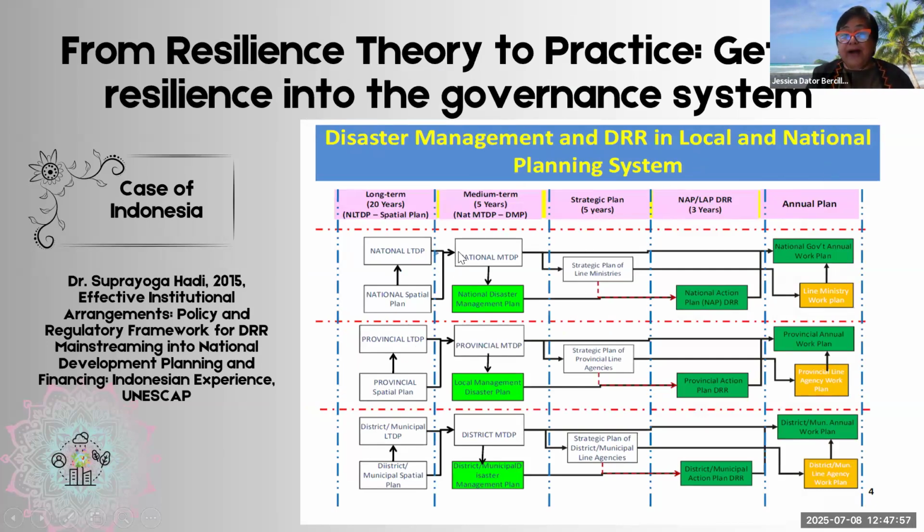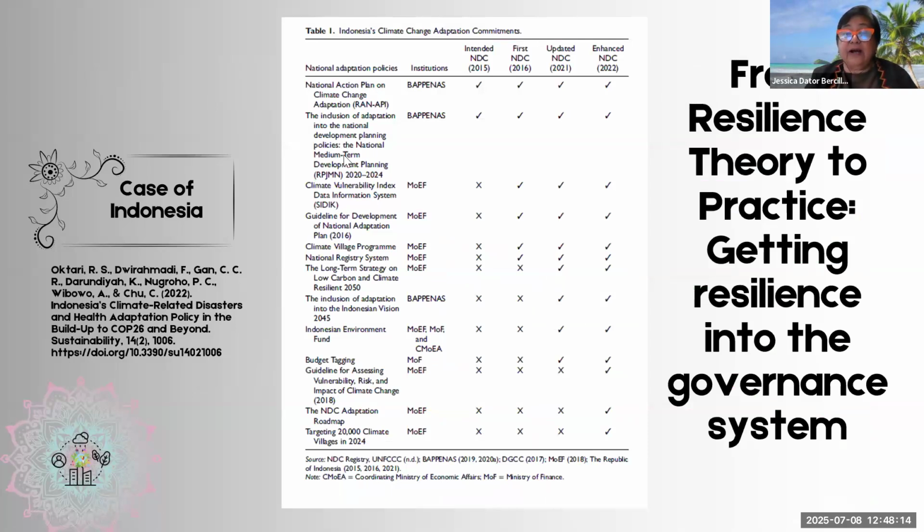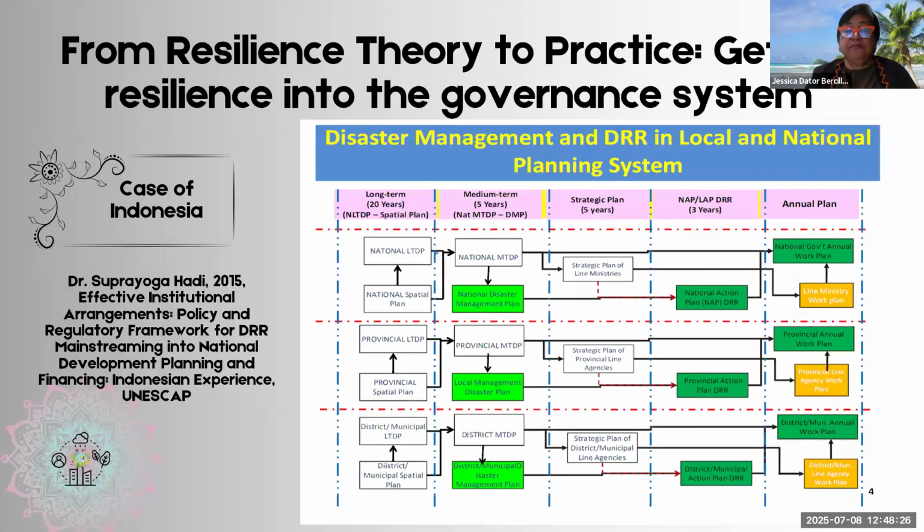And this is a pathway that has already been articulated in their long-term vision, medium-term vision, the strategic plan, the NAP, and the annual plan. You see that this is already an output of the earlier guideline to ensure the inclusion of adaptation into the national development planning of Indonesia.